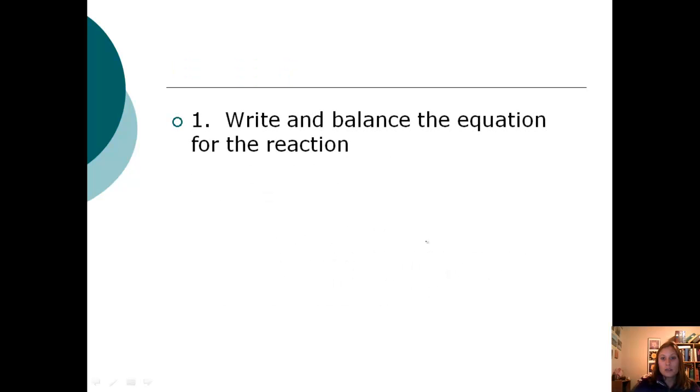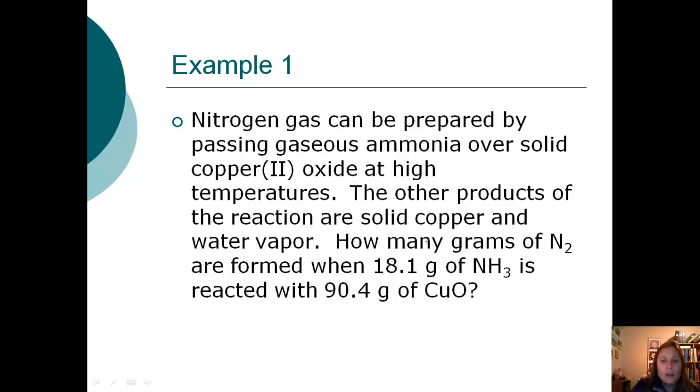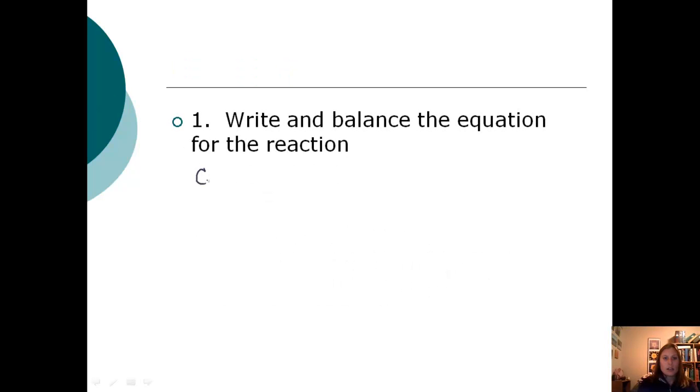Okay, so the first thing we want to do is write and balance the equation for the reaction. So, I've got to go back. I don't remember what the reactants are. Okay, so copper 2 oxide and ammonia. Okay. So we have our copper 2 oxide. Well, the 2 means it's a 2 plus, oxygen's a 2 minus, so we're good there.